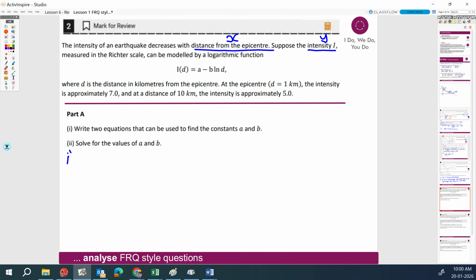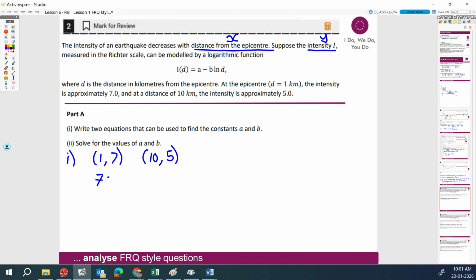So start off by finding your 2 coordinates. At the epicenter, the distance is 1 kilometer, so distance is an x value, that's a 1. The intensity is 7. At a distance of 10 kilometers, the intensity is 5. So write down your 2 coordinate points. Make sure you analyze from the wording which one is the so-called x and which one is the so-called y value. Write them down. Have them clear on your page. They will help you make your equations and a few different parts of the problem.